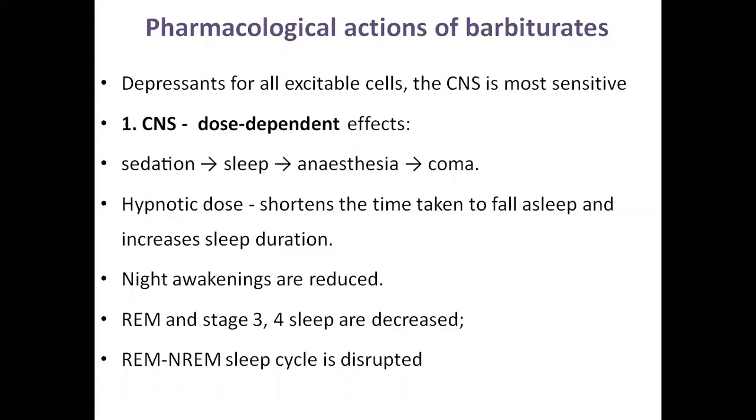A hypnotic dose will shorten the time taken to fall asleep and increase sleep duration. It also reduces night awakenings, REM, and stage 3. REM is rapid eye movement. And stage 3 and 4 of the sleep cycle are decreased. The REM and NREM sleep cycle is disrupted. That is the main disadvantage of this drug, which disrupts the normal sleep cycle.